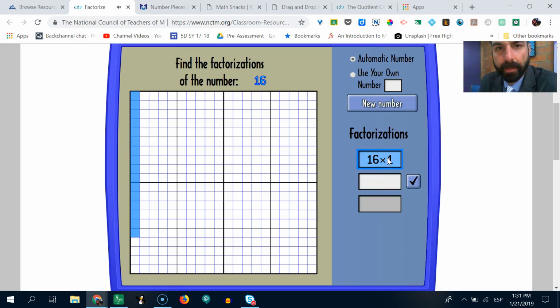So again, this is practicing your multiplication. It's also giving you a visual idea of what these numbers represent. And this is called Factorize. Cool.